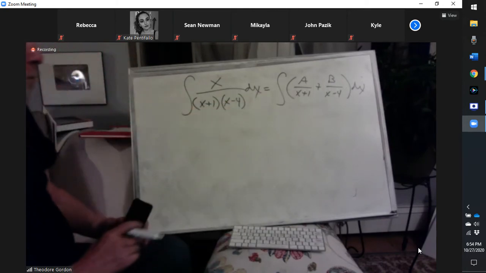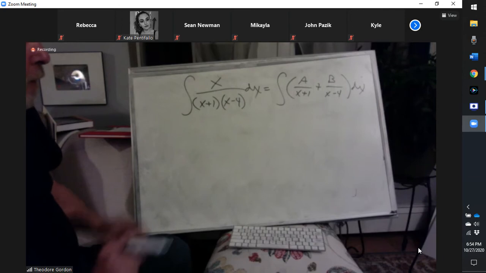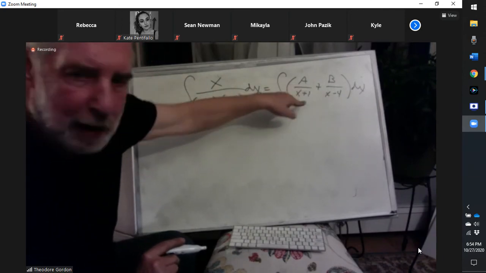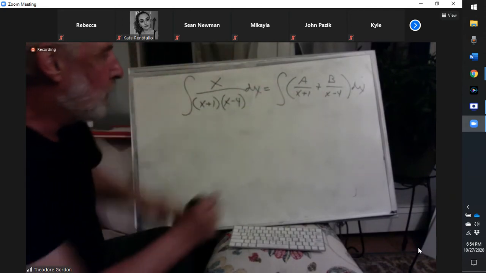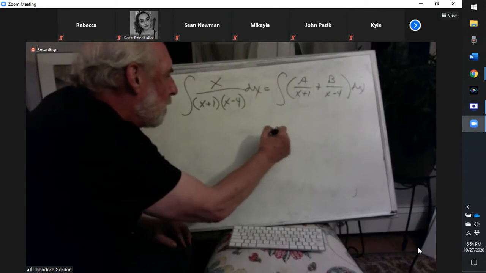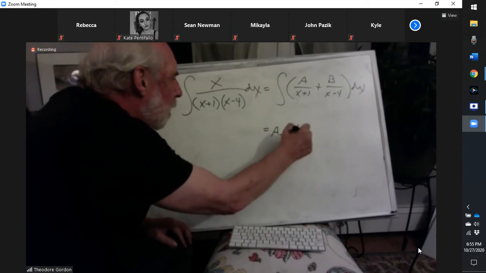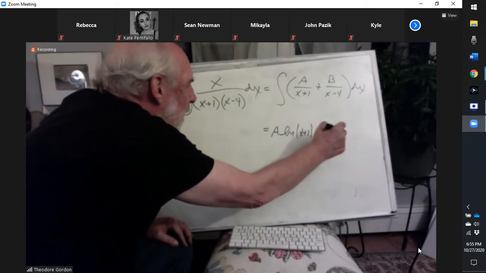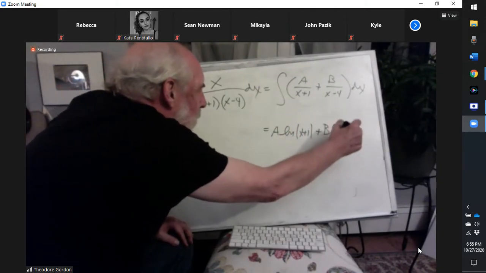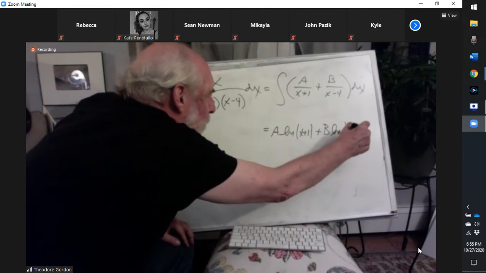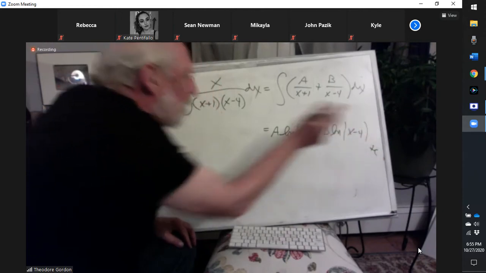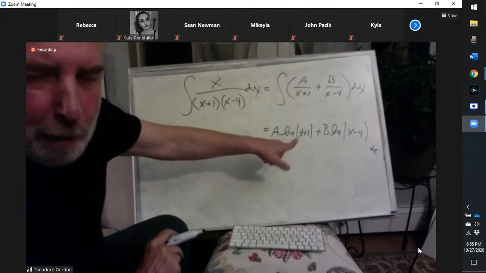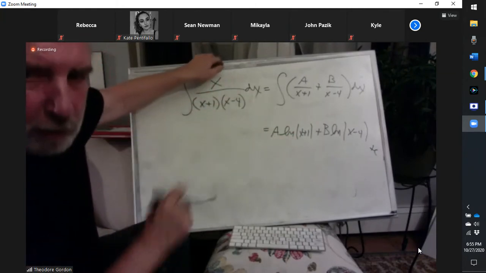Now these are both linear factors on the bottom. So the answer here is going to be a times the ln of x plus 1 plus b times the ln of x minus 4, plus c. So let's see where I got this from. I'm going back to the other board now.